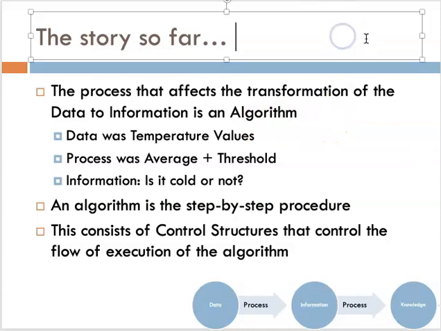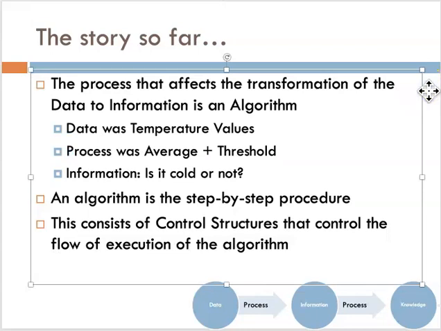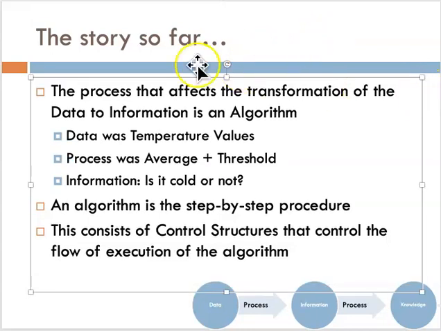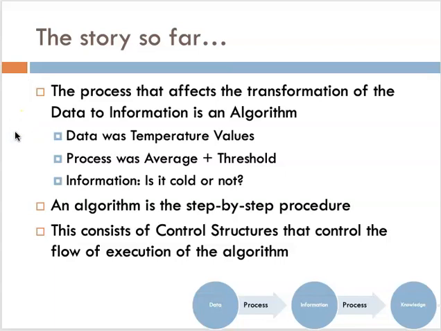The story so far is that we started by looking at this idea of processes. And these processes were things that transform data to information, and we realized that that process is an algorithm. We saw in the first few chapters where we looked at the data's temperature values, and the process was to average and threshold them, and then from that we got the information, which was, is it cold or not? And that algorithm we called a step-by-step procedure, and it consists of these control structures, which we're going to dig into, and the control structures control the flow of execution of the algorithm.